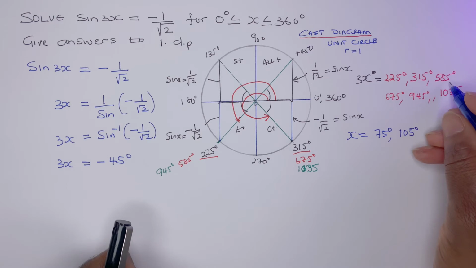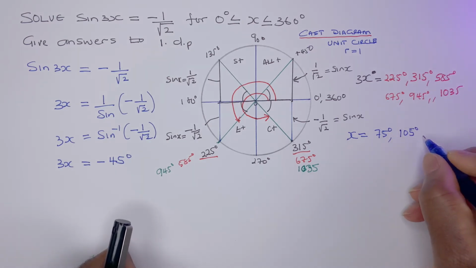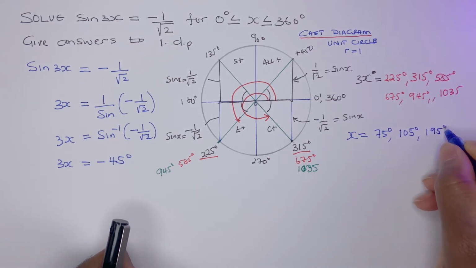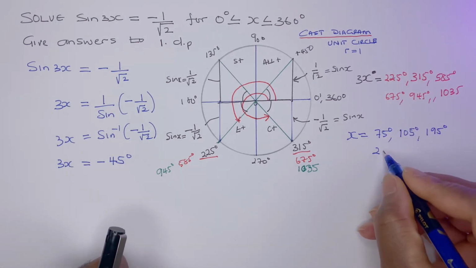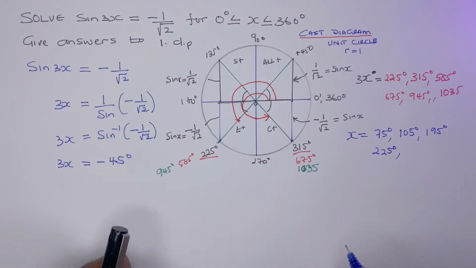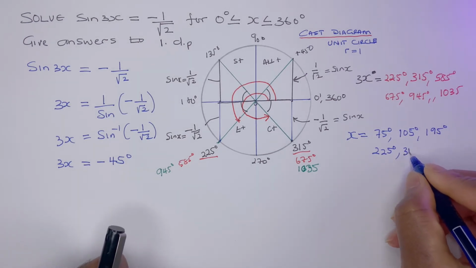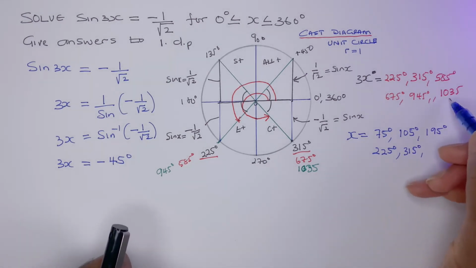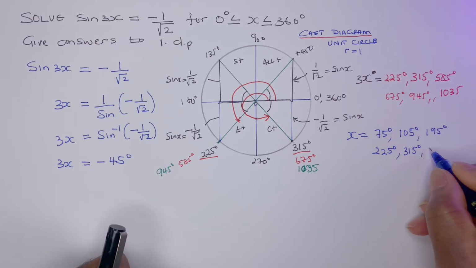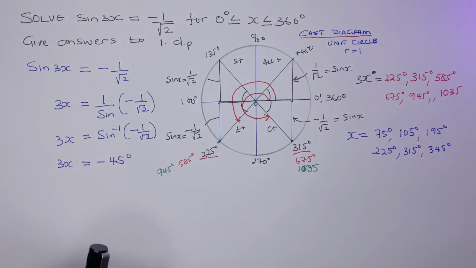585 divided by 3 should be 195 degrees. Now 675 divided by 3 should be 225 degrees. And 945 divided by 3 should be 315 degrees. And finally, 1035 divided by 3 is 345 degrees. And that's the value of x we need. And that's all there is.